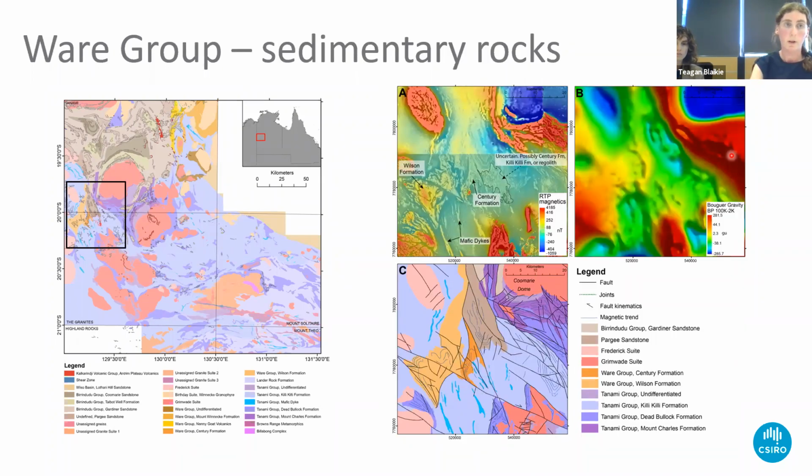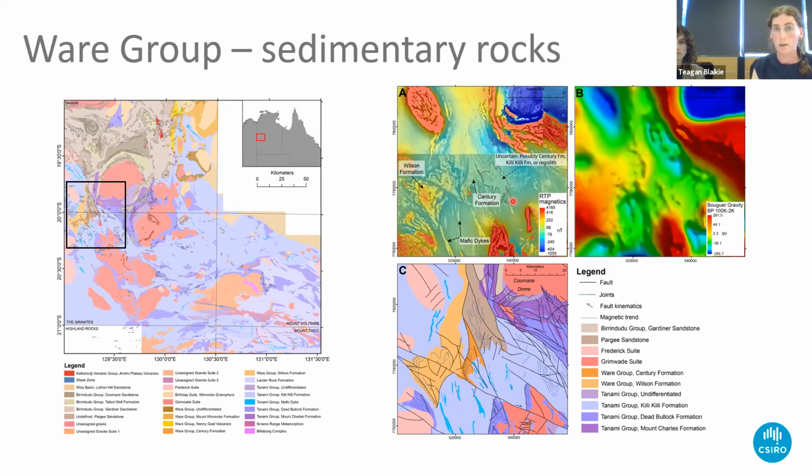The Ware Group, showing the sedimentary rocks within the Ware Group, typically defined by a moderate magnetic intensity. We've got the Wilson formation here. We can see a little bit of folding within the group, and the Century formation here, which is slightly more subdued compared to the Wilson formation, with a more stippled, irregular texture and less banding within it as well.